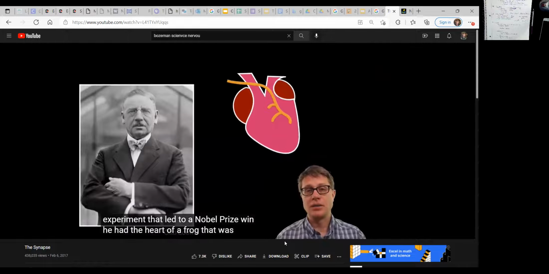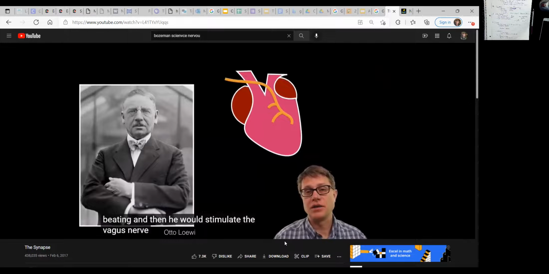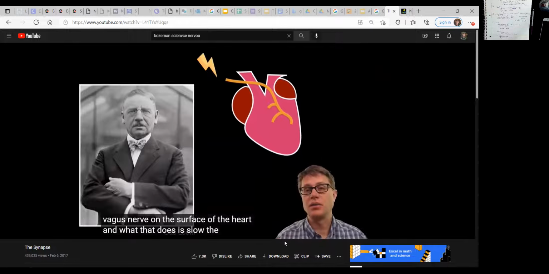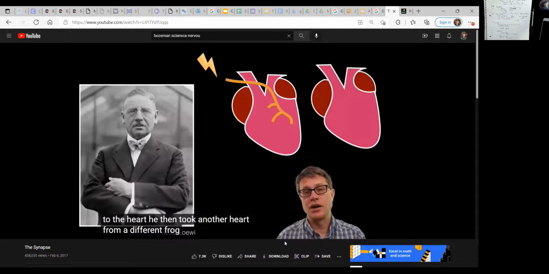He had the heart of a frog that was beating, and then he would stimulate the vagus nerve on the surface of the heart, and what that does is slow the beating of the heart. So we're sending a message to the heart. He then took another heart from a different frog, but he removed the vagus nerve, so there's no neuron there.